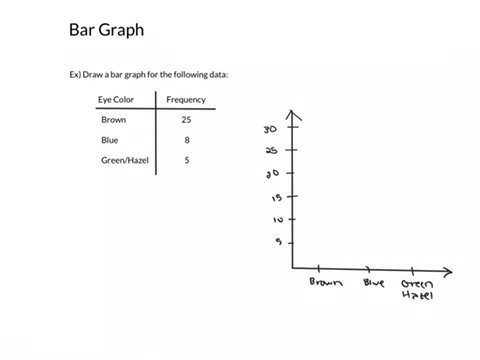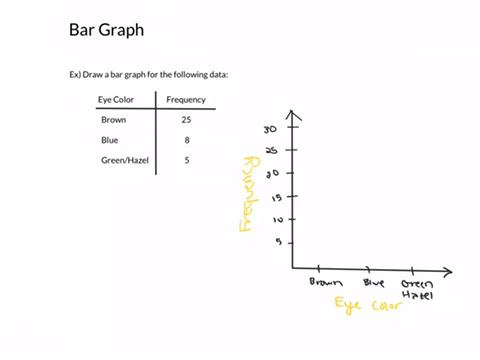And then the last thing I want to do is label each category, I'm sorry, the axes themselves. So this was representing eye color, and this was representing frequency. So you do want to always label those as well. Okay, now I'm going to draw the bars here.